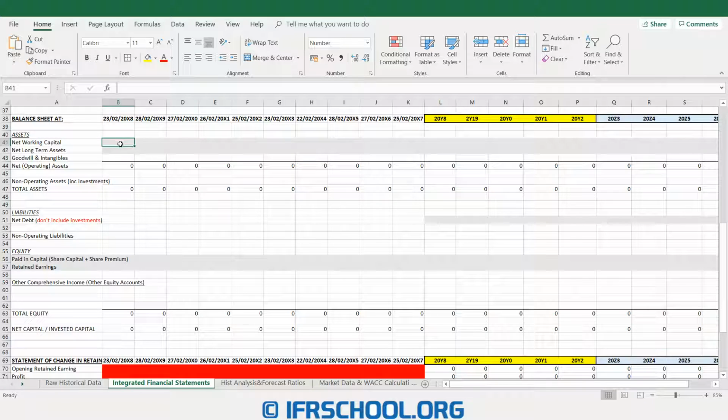Let's begin with net working capital. Remember, net working capital equals current assets less current liabilities. I won't include cash in net working capital because we will be including it in the net debt plug. I will now scrutinize the current assets and the current liabilities sections of the balance sheet in order to identify any accounts which should be included in net working capital.